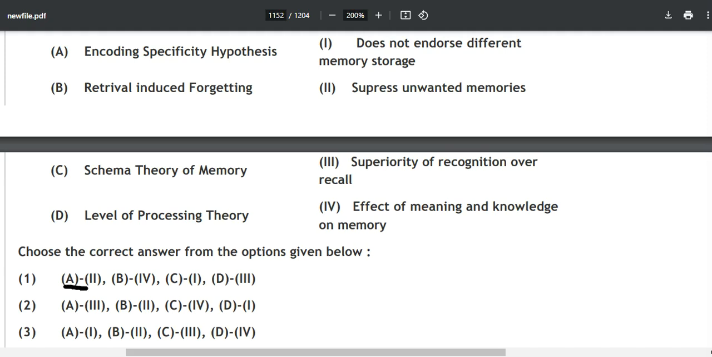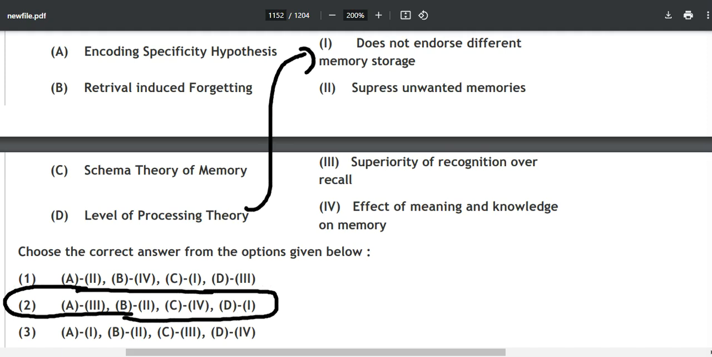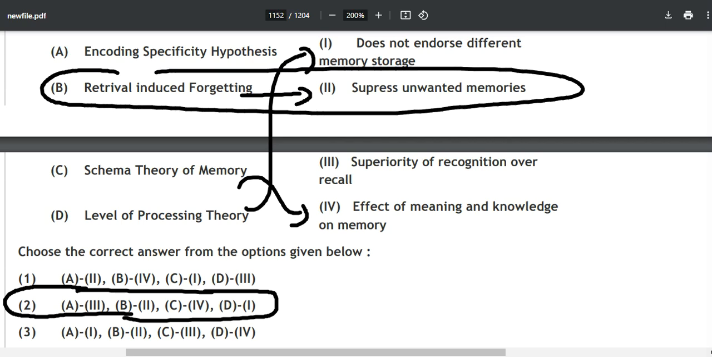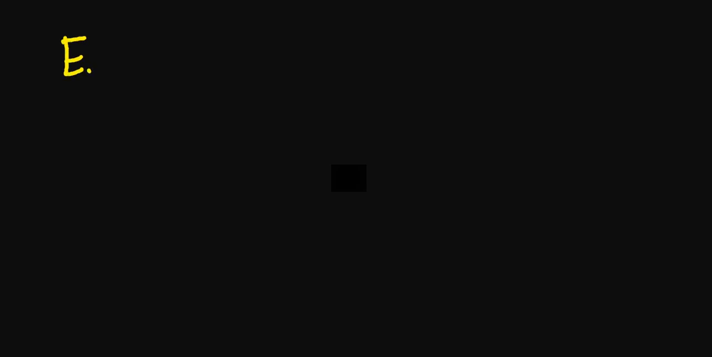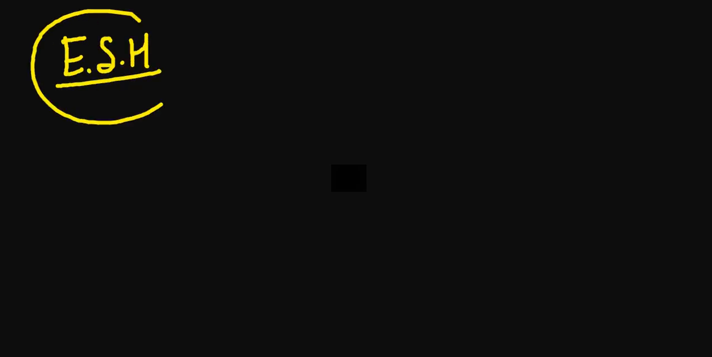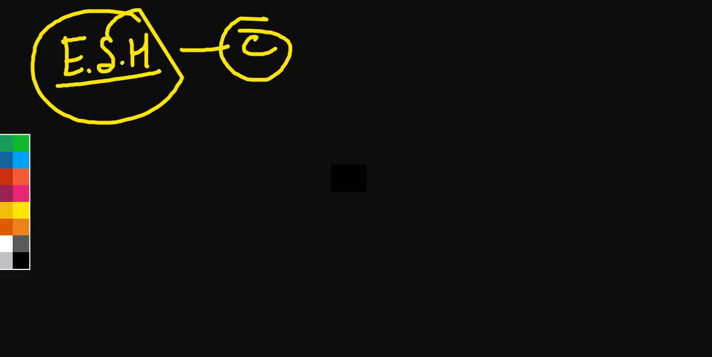So what is the correct answer right now? As per NTA, option number second is the correct answer. Level of processing theory goes with suppression of unwanted memories. B second is absolutely correct. And the encoding specificity hypothesis is superiority of recognition over recall. To read more on it, you can refer to the C book, where it is mentioned that physical conditions are also important for your memory, recognition, recall and all those things. And the schema theory is Frederick Bartlett's one. You will also find the mention in the C book.